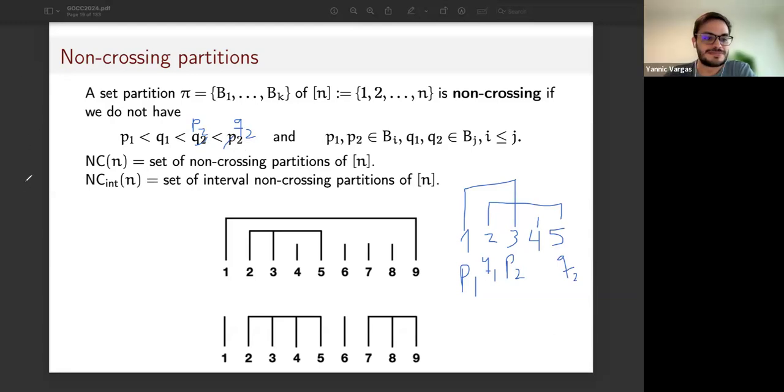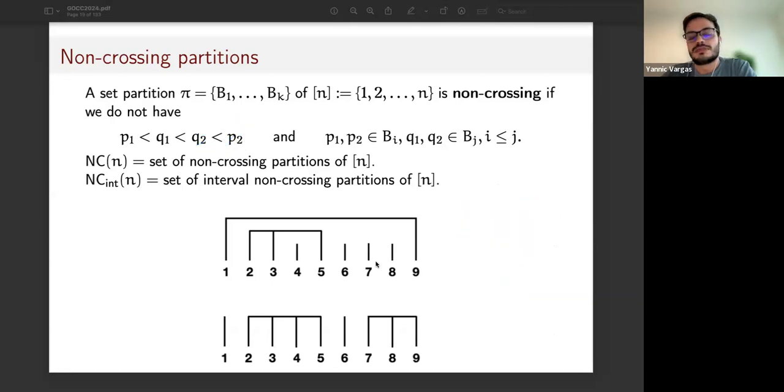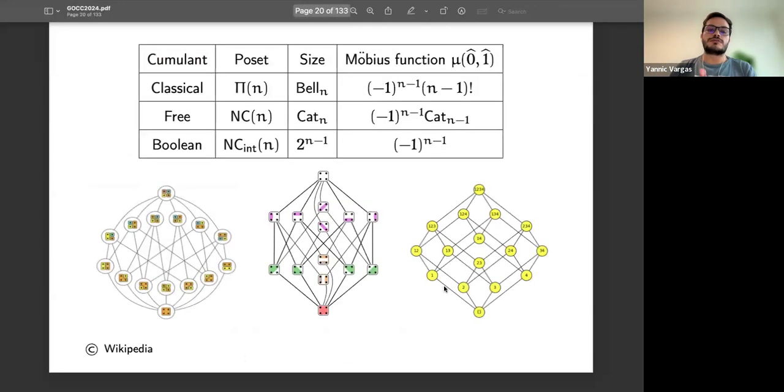Any other question? Okay, so let me continue. So we have non-crossing partitions, we have interval non-crossing partitions, we also have the classical partitions. Those three posets are very nice combinatorially. Here the size: classical partitions are counted by Bell numbers, non-crossing partitions are counted by Catalan numbers, and non-crossing interval partitions, again, those are compositions of an integer, so they are counted by powers of 2.